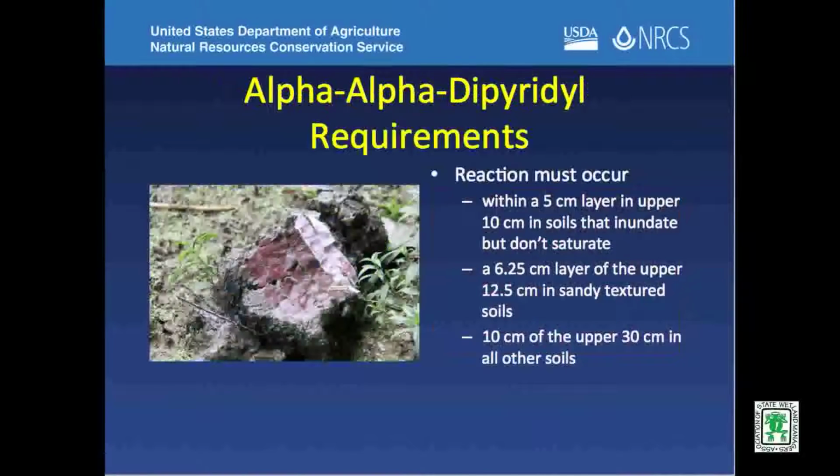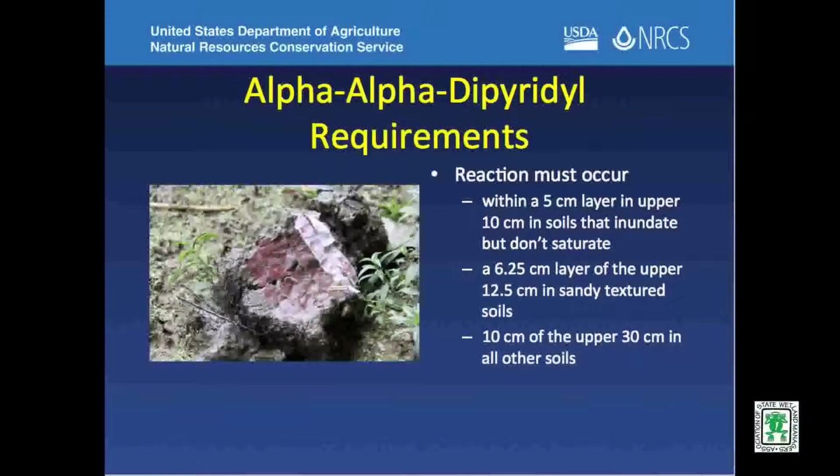And then this next picture shows the alpha-alpha dipyridyl strips. The strips are paper strips. You can acquire them commercially. You lay them on the saturated soil, and either the strips will change ink, or often the alpha-alpha dipyridyl dye will actually get on the soil itself. And you can see in this picture here, the soil actually shows the reddish color too of the alpha-alpha changing color.